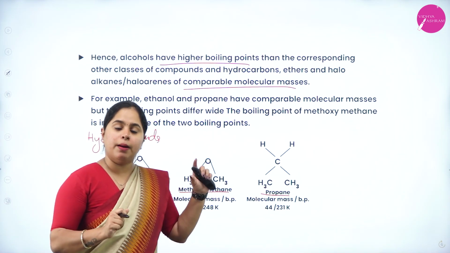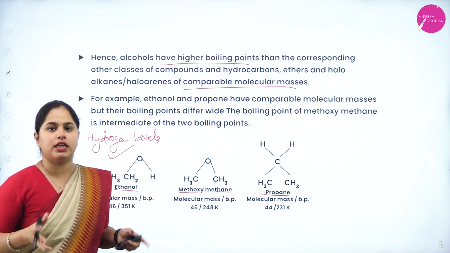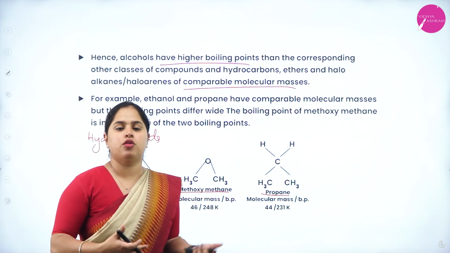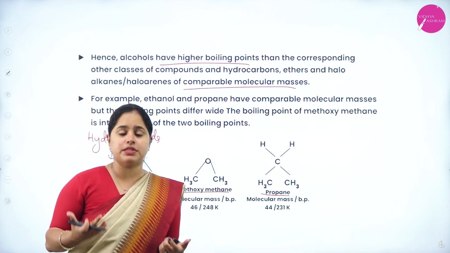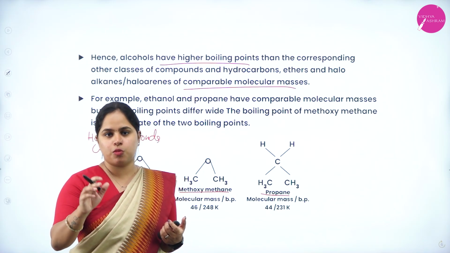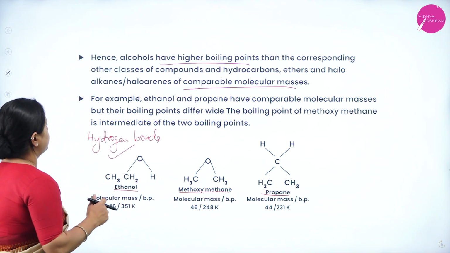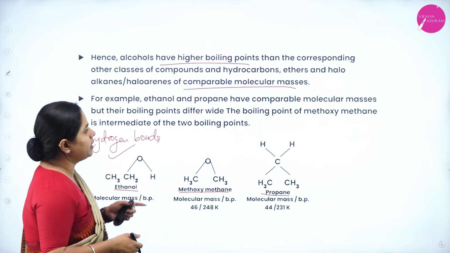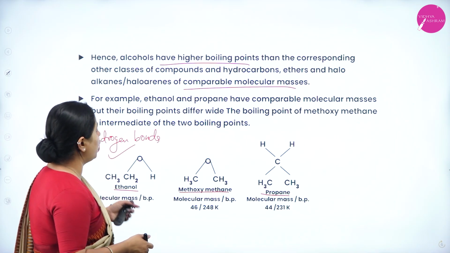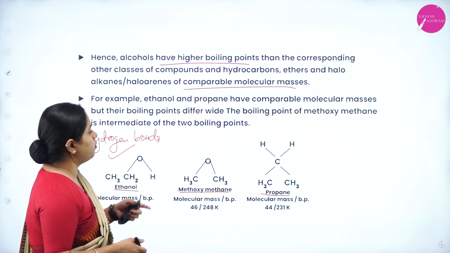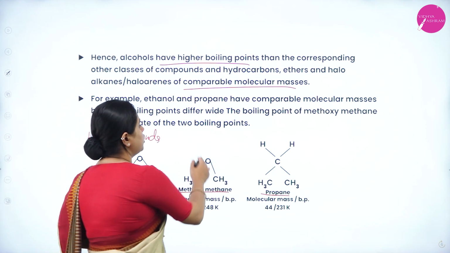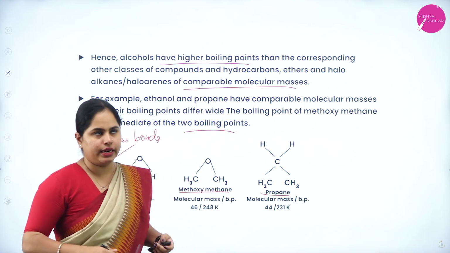That is why, for comparable masses of alcohols, alkanes and ethers, alcohols have the highest boiling point due to the presence of hydrogen bonds. For example, ethanol and propane have comparable molecular masses, but their boiling points differ. The boiling point of methoxymethane is intermediate between the two. I hope it is clear.